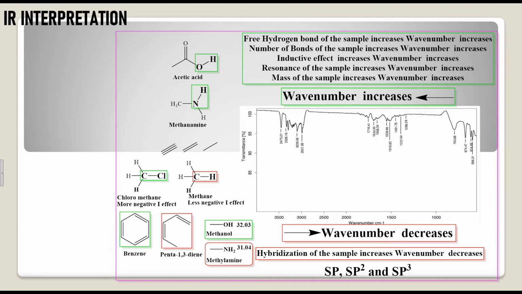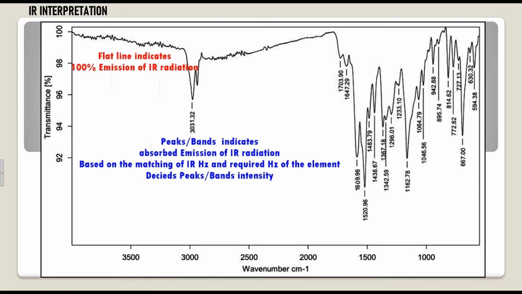What next? This is very important. You must know what is happening in the IR spectrum. There are three possibilities in an IR spectrum: one is a flat line, a small peak and a large peak. Why a flat line? When IR radiation passes through the sample, the sample has factors and the factor has energy, and the IR radiation has energy.